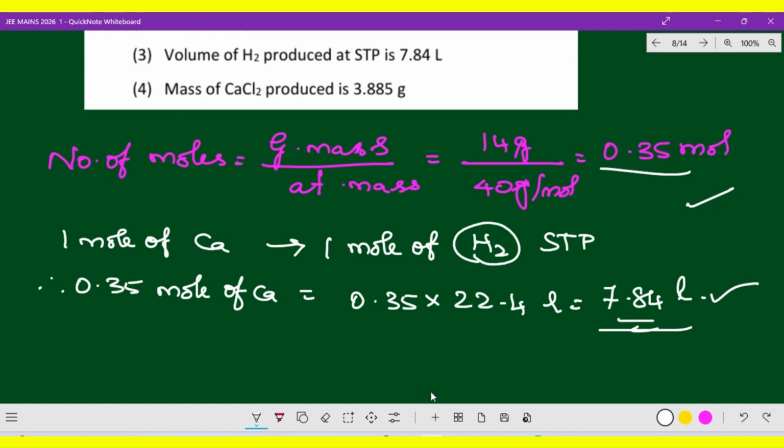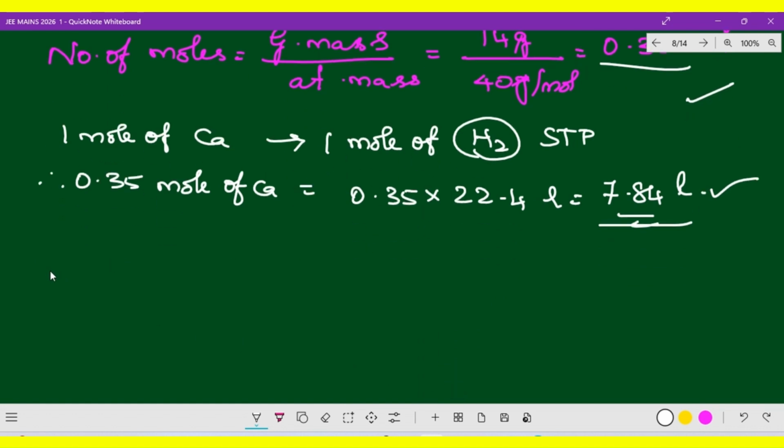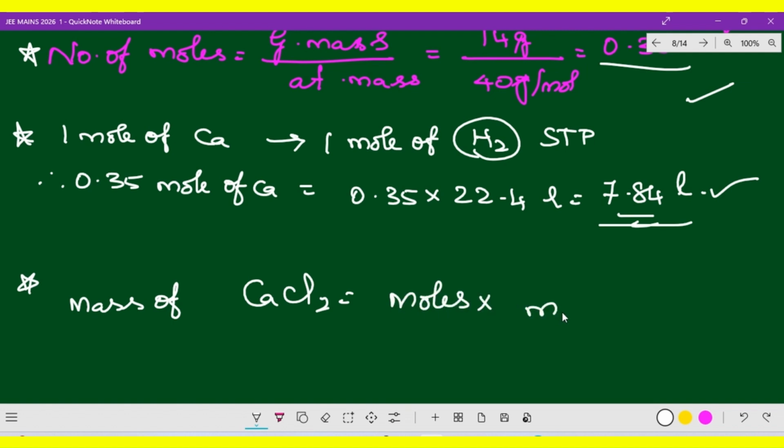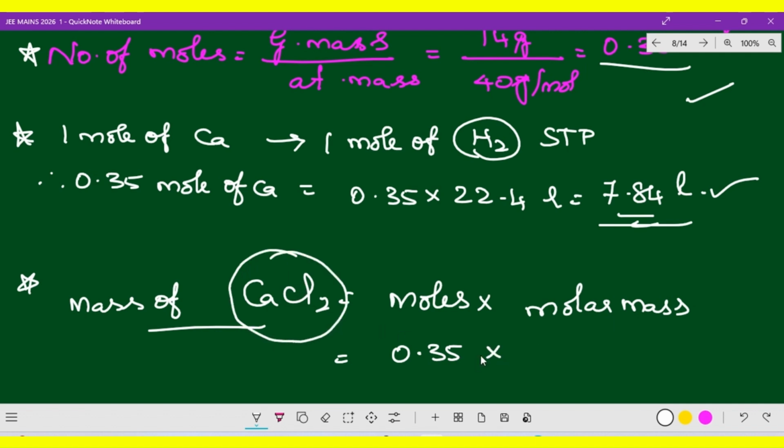Right, now next one, mass of calcium chloride. Third point, mass of calcium chloride. Generally, mass of the compound is number of moles into molar mass. So number of moles, how much? Here 0.35 into calcium chloride. What is the molar mass, how much is it?